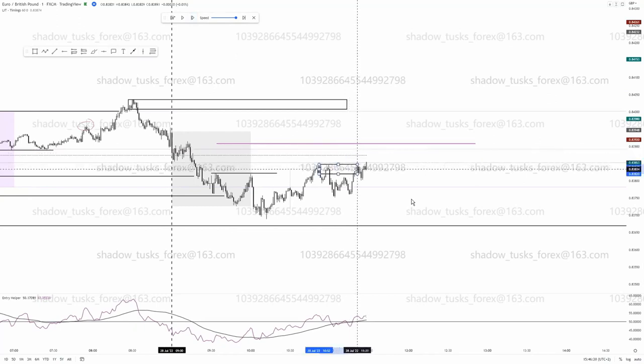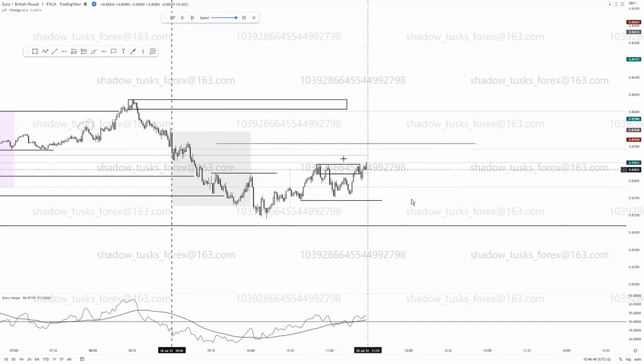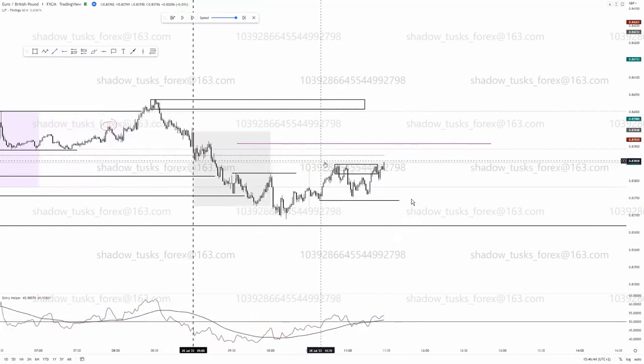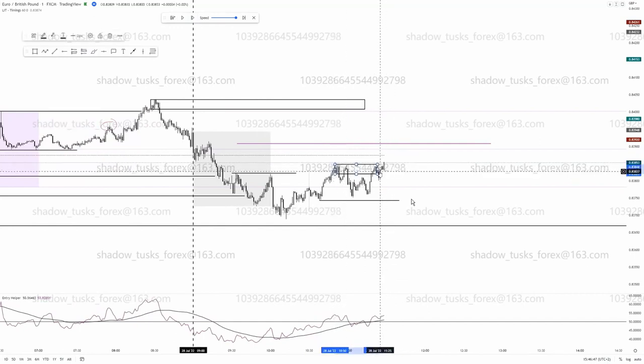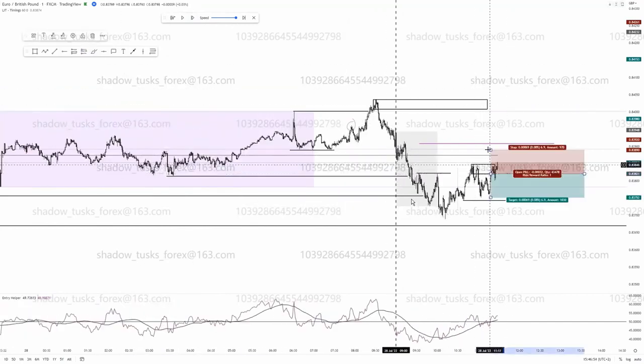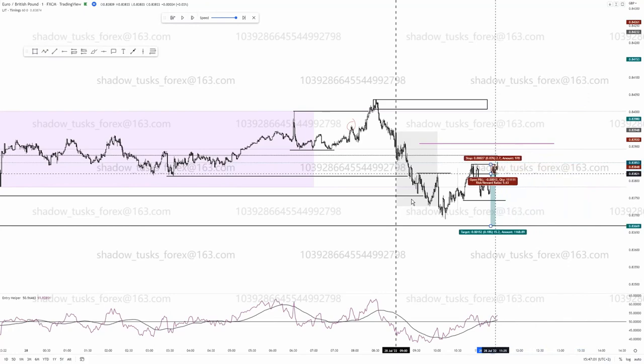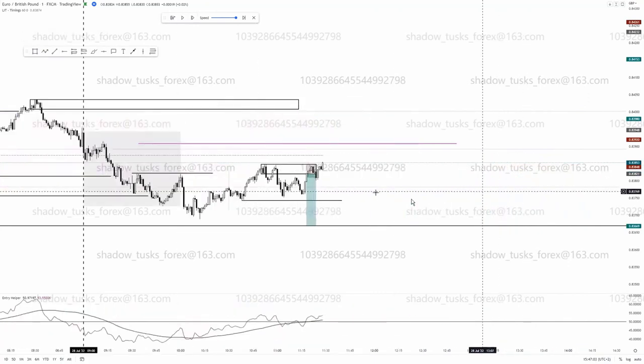Okay, that would be fine in my opinion. I don't think that's the end of the world. It did look nice. We didn't get our break of structure though. So potentially this is just, again, going into another build up. But for me, if I was taking this, I would be quite comfortable with this loss. Target there, target there. Obviously, it is a bit more of a riskier one, but it would definitely be something that I'd be okay with.